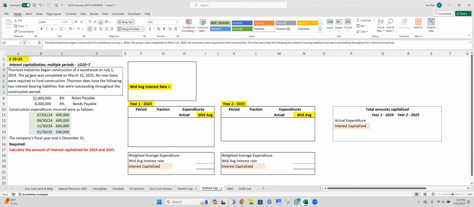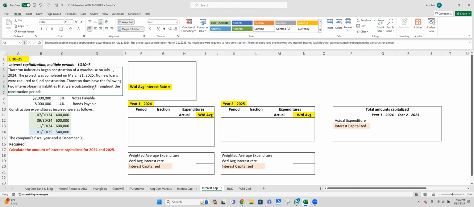We have Fountain Industries that began construction of a warehouse on July 1st, 2024. The project was completed on March 31st, 2025. That's into the next year. No new loans were required for this project. Which means we have existing loans.